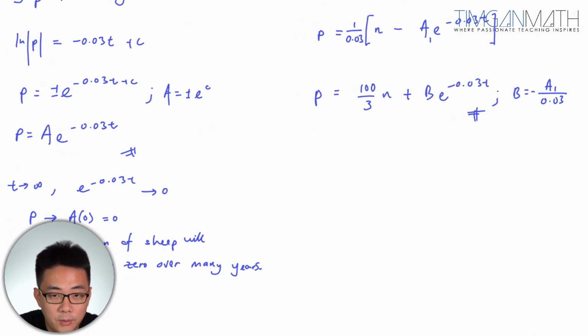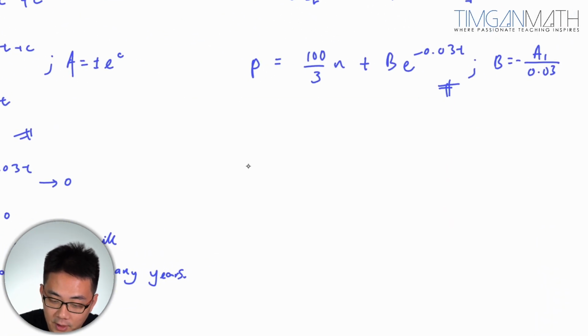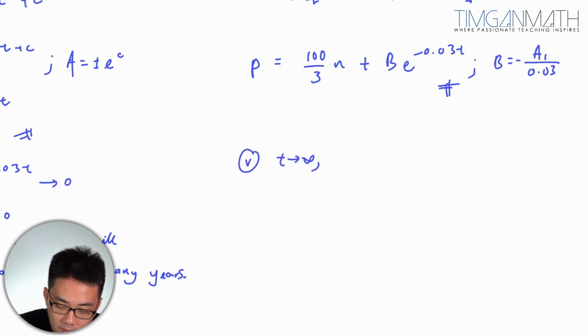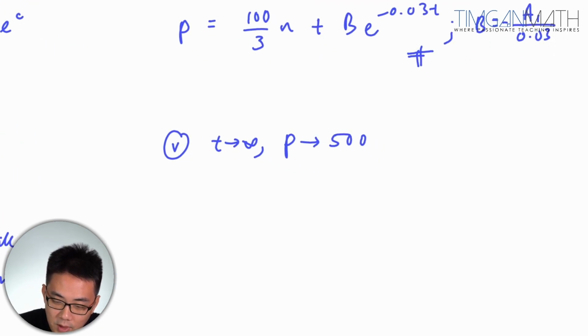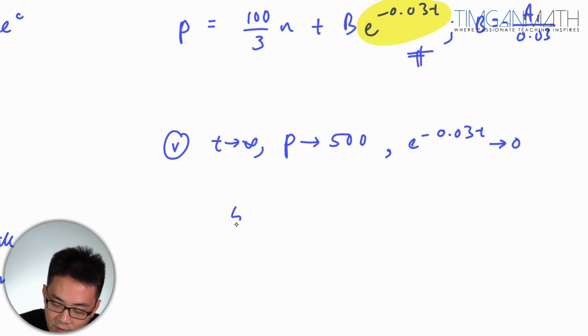Okay, so let's put part 5. Given that the number of sheep settles down to 500 after many years, meaning to say as t goes to infinity, we know that P would tend to 500. So we just substitute it in now. When t goes to infinity, we know that e to the minus 0.03t will go to 0. This is definitely 0, not an issue. So in other words, this will be 500. Just sub into this expression here.